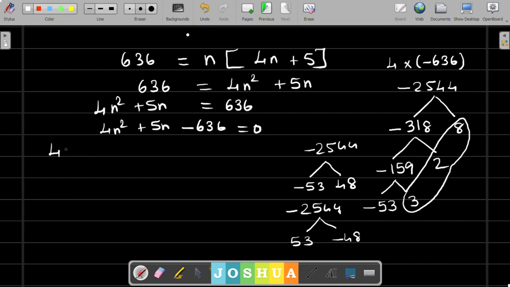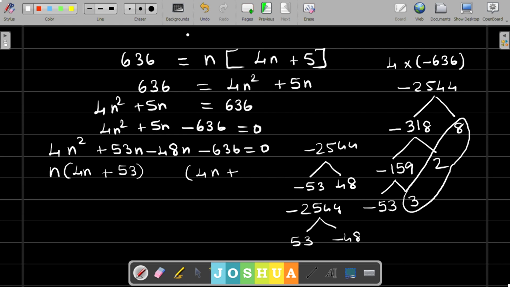So this particular equation can be written as 4n square plus 53n minus 48n minus 636 is equal to 0. In this way I can change the equation. Now I'm going to take the first two terms alone: 4n square plus 53n. What is common here? n is common. So 4n plus 53 is the first factor. Now the same 4n plus 53 I am writing here.